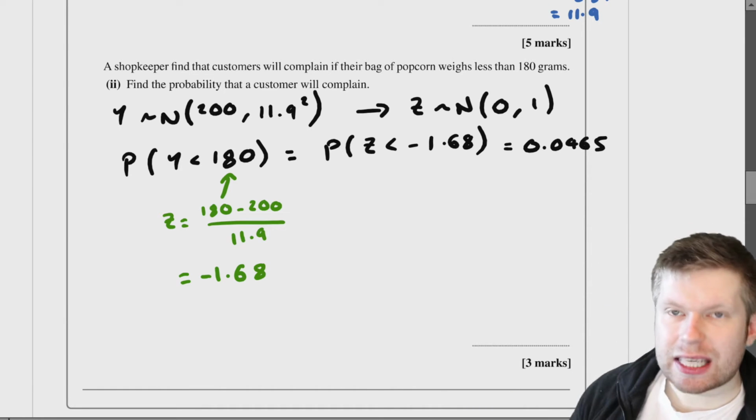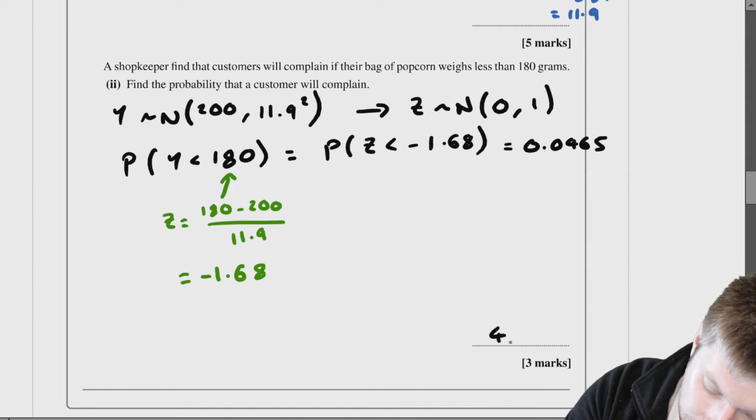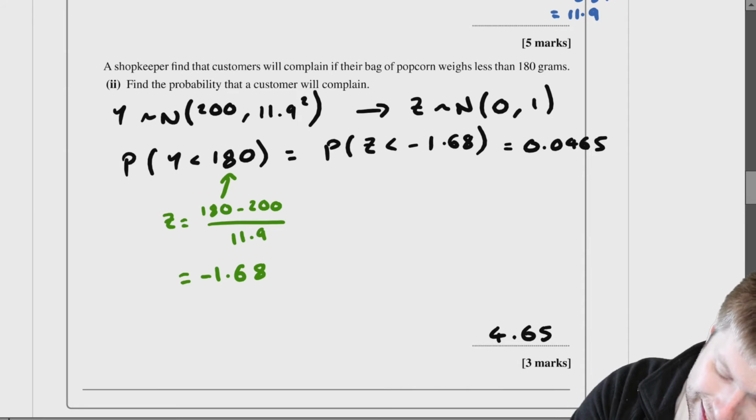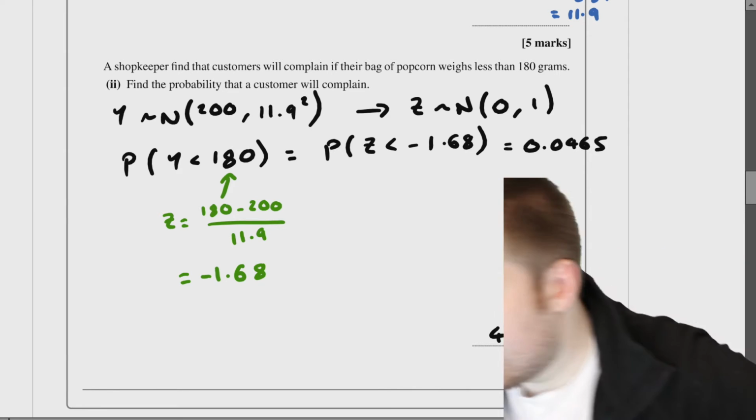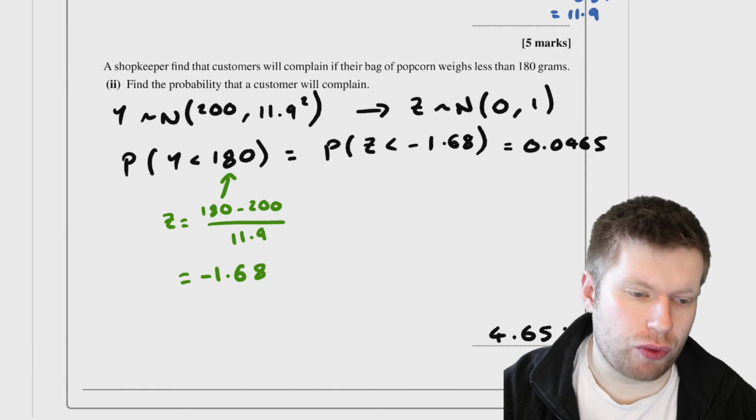I'm going to leave it as a percentage because I think it makes more sense leaving it as a percentage. So there's about a 4.65% chance of obtaining a bag of popcorn which lies less than 180 grams.